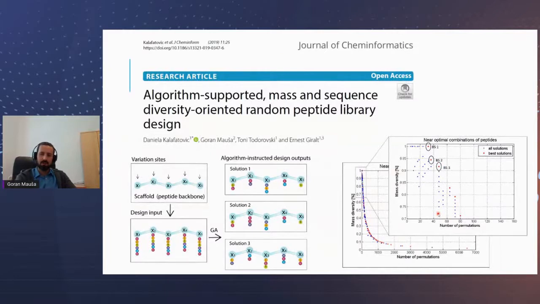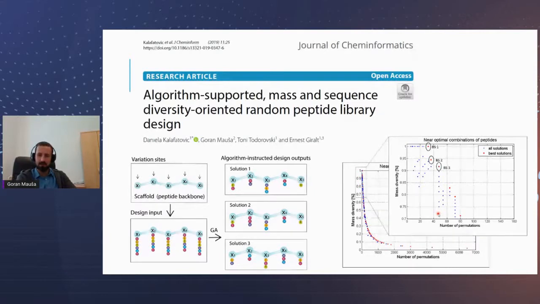One of our earliest projects in this field was published 2 years ago. We wanted to design peptide libraries, and these are mixtures of peptides which are synthesized simultaneously that could later be analyzed in a single run by mass spectrometry. To achieve that, we had to make sure there would be no overlap between these peptides in the mixture within a single library in terms of their mass.